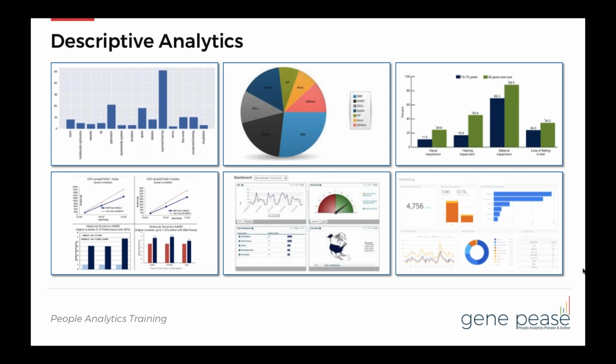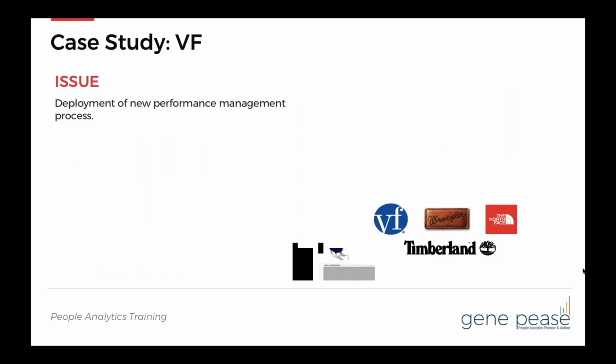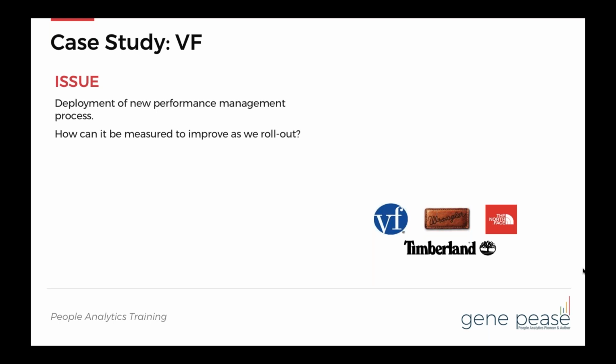So let me show you a case study on a descriptive analytics study. This was done at VF. This is one of our published case studies. VF is, I think, the largest apparel company in the world. They have something like 40 different brands, and they were deploying a new performance management process. How can it be measured to improve as we roll it out? Does compliance and quality contribute to improved performance?